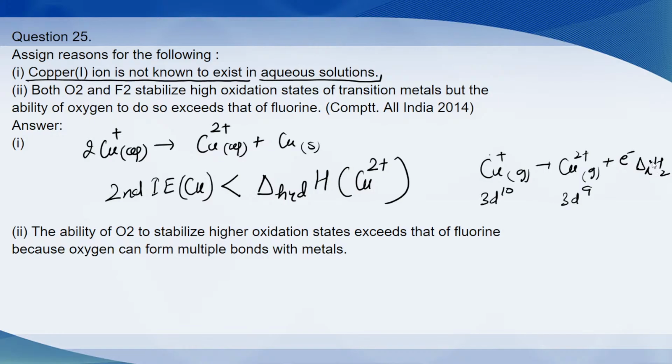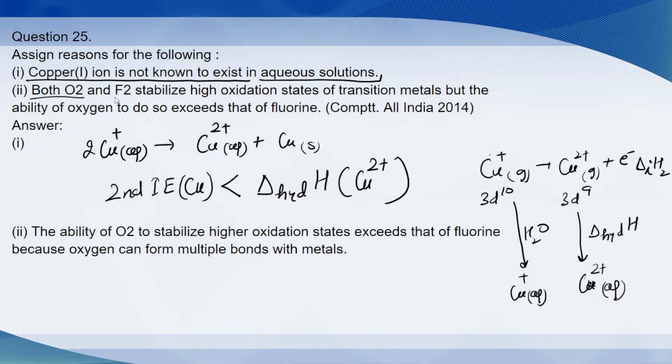The second ionization enthalpy of copper is high, but when they interact with water, the hydration enthalpy of copper 1 plus is very less, but for copper 2 plus aqueous, when it is hydrated, a huge amount of energy is released, and that energy released is called hydration enthalpy. So the hydration enthalpy of copper 2 plus more than compensates for the second ionization enthalpy of copper. That's why the copper 1 plus ion is unstable, and therefore in aqueous solution it undergoes disproportionation to give copper 2 plus aqueous plus copper solid.